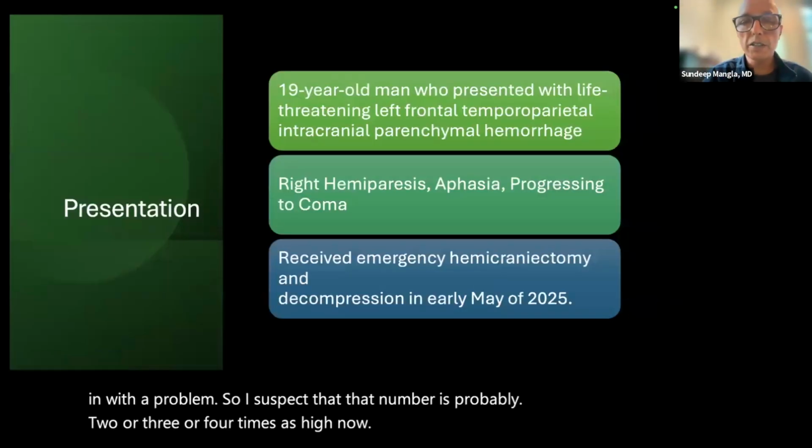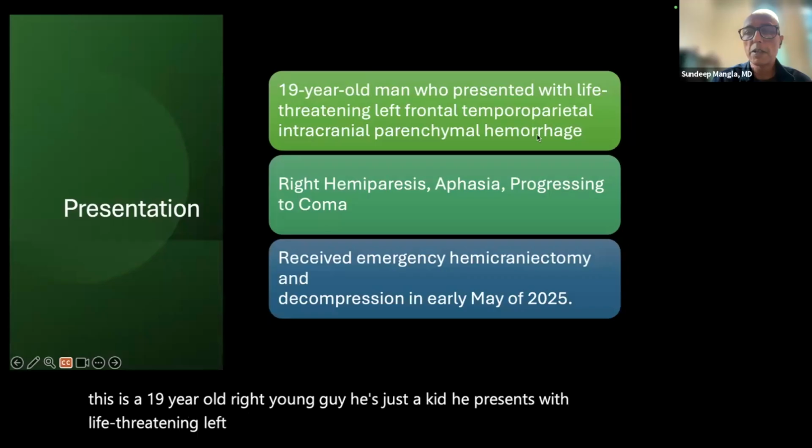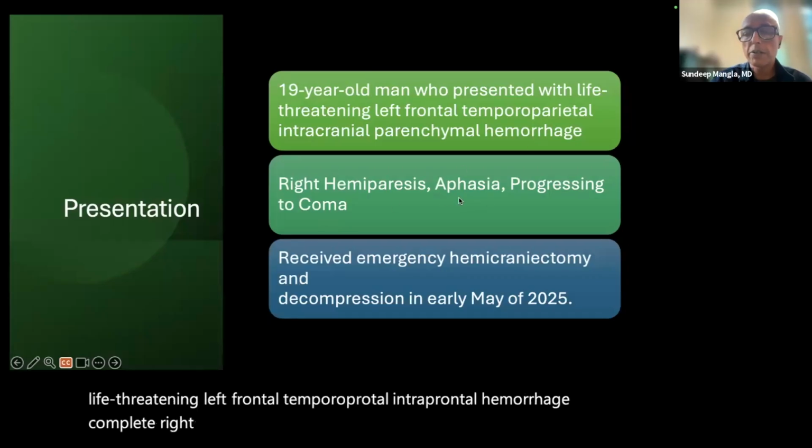So let's take a look at a patient. This is a 19-year-old, right? Young guy, he's just a kid. He presents with a life-threatening left frontal temporoparietal intraparenchymal hemorrhage, complete right hemiparesis, complete language loss, and he progressed to a coma, right? So this suggests hemorrhage.